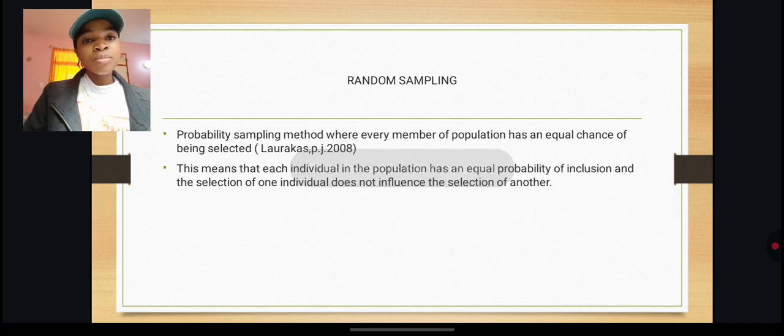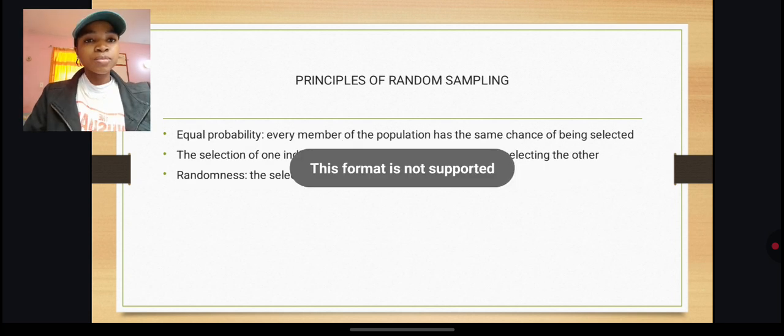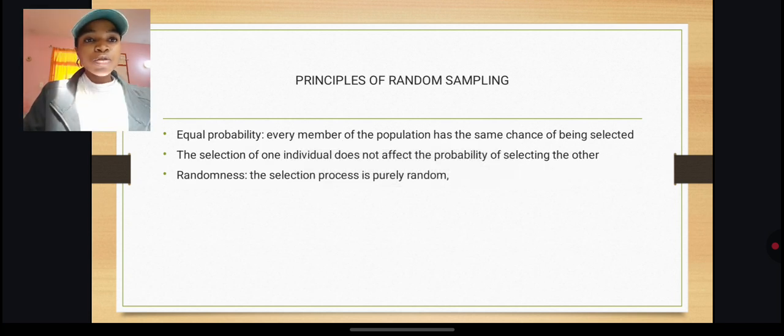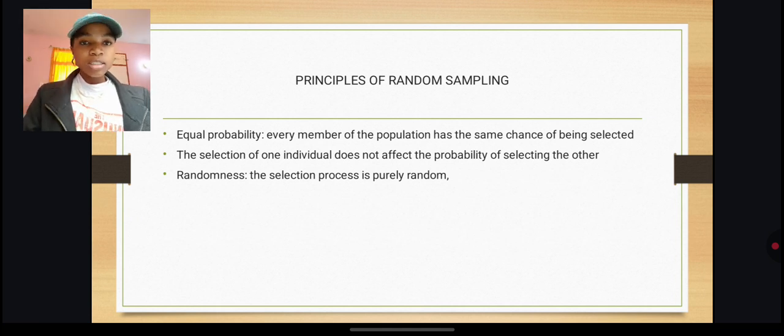Random sampling is a probability sampling method where every member of the population has an equal chance of being selected. This means that each individual in the population has an equal probability of inclusion, and the selection of one individual does not influence the selection of another. Principle of random sampling: equal probability. Every member of the population has the same chance of being selected. The selection of one individual does not affect the probability of selecting the other. Randomness: the selection process is purely random.